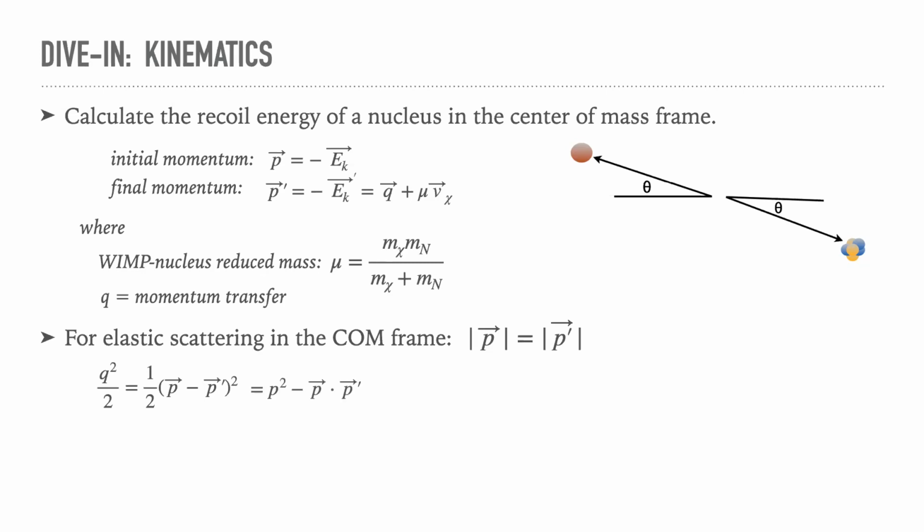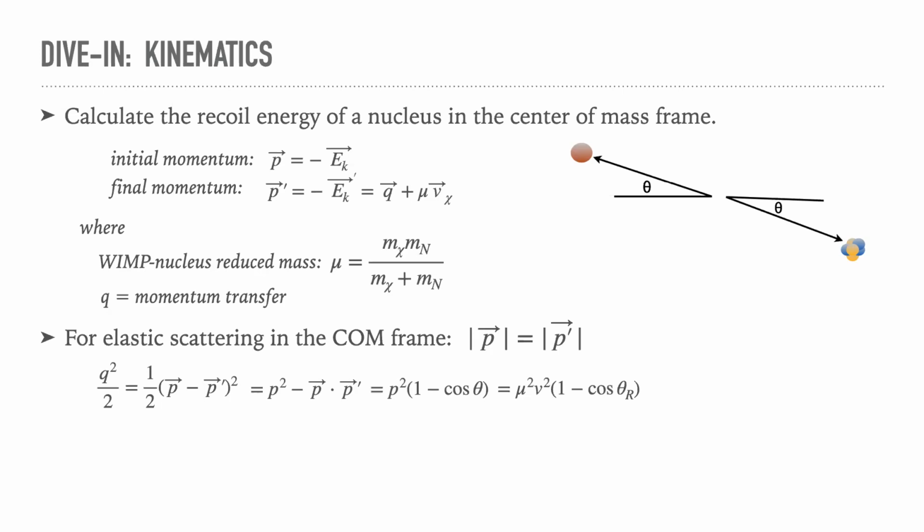And so just writing this out, obviously, what will happen here is that you'll end up with a p squared and a p prime squared, but since p prime and p equal each other, right, your 2 cancels out. So you're left with p squared minus p dot p prime. And then you can write that in terms of the cosine of the angle theta. So you have p squared times 1 minus cosine theta.